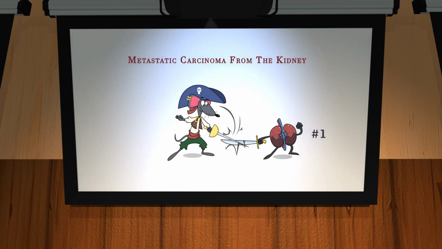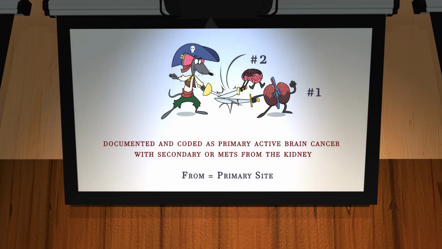For example, a diagnosis of metastatic carcinoma from the kidney indicates that the kidney is the primary site, and then you would indicate where it metastasized to, and then document the secondary site. Both the primary and secondary sites and diagnoses need to be documented and coded as long as the disease is actively being treated or treatment has been refused.